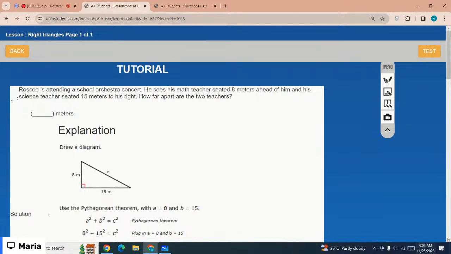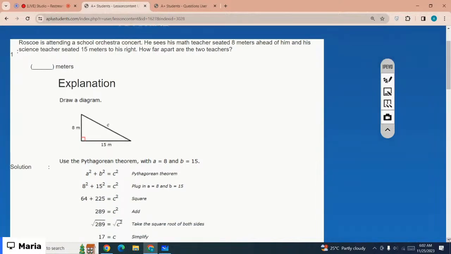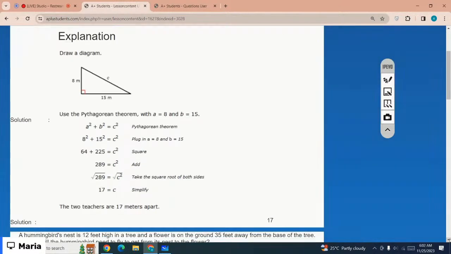So just apply the Pythagorean theorem, that is a square plus b square equals c square. A equals 8, that is 8 square. B equals 15, that is 15 square. You need to calculate the c, right? So just evaluate, the value of c is 17. The correct option is 17 meters, right?